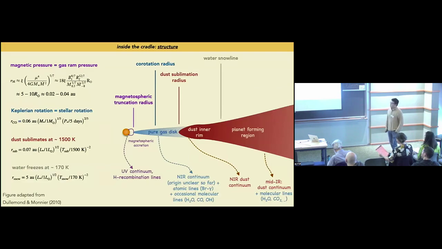The last one is the water snowline. Water freezes at about 170 K. So if you plug in again solar luminosity and the temperature, you will get something like 5 AU. So that's much, much further out in the disk, but that becomes very relevant and important in planet formation, and I will get back to that in the last part of the talk.